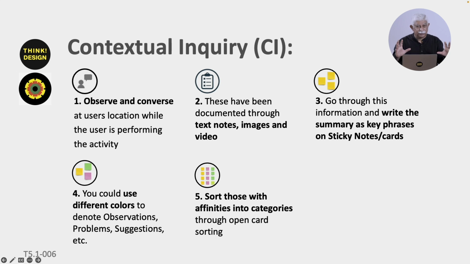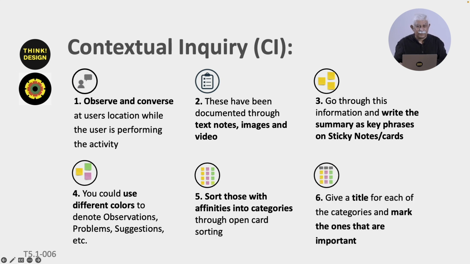You could sort it out. We've done this before for brainstorming. Group those that have relationships or affinities into similar categories. You could give titles to these categories.